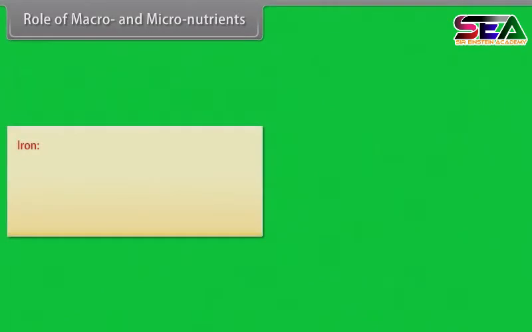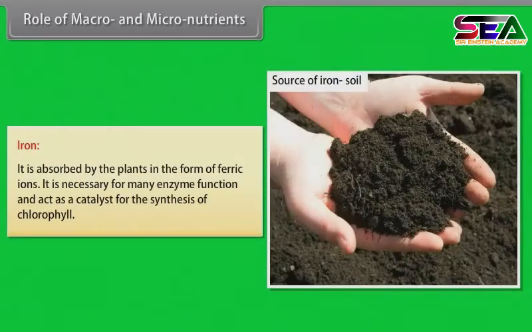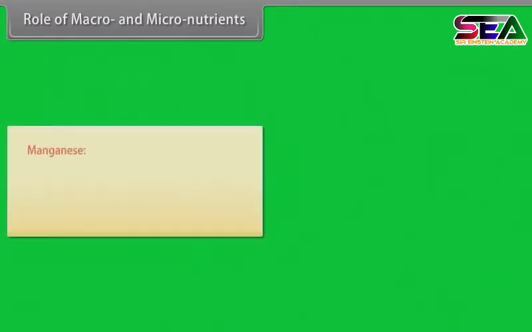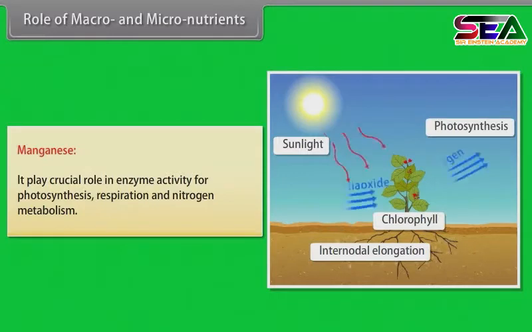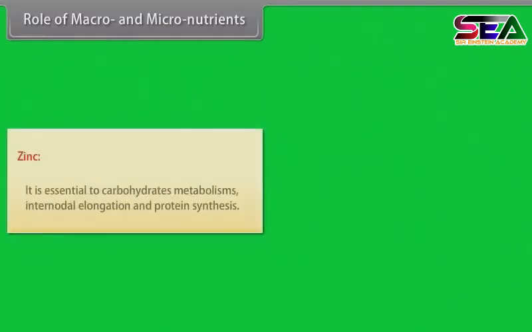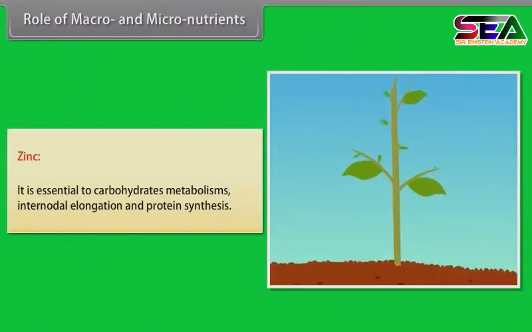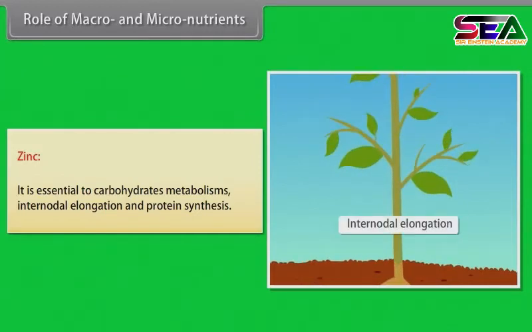Iron. It is absorbed by the plants in the form of ferric ions. It is necessary for many enzyme functions and acts as a catalyst for the synthesis of chlorophyll. Manganese. It plays a crucial role in enzyme activity for photosynthesis, respiration and nitrogen metabolism. Zinc. It is essential to carbohydrate metabolism, internodal elongation and protein synthesis.